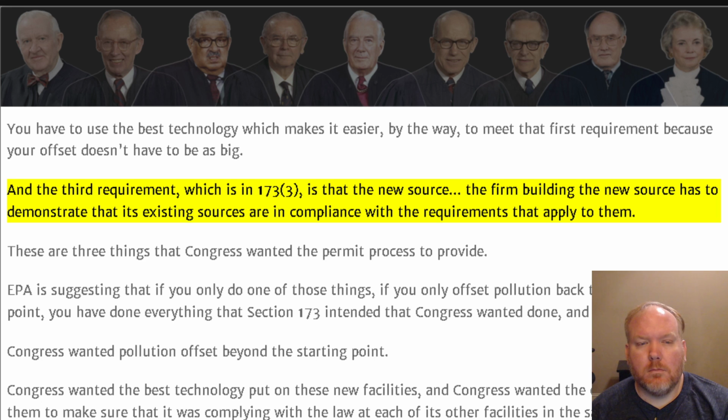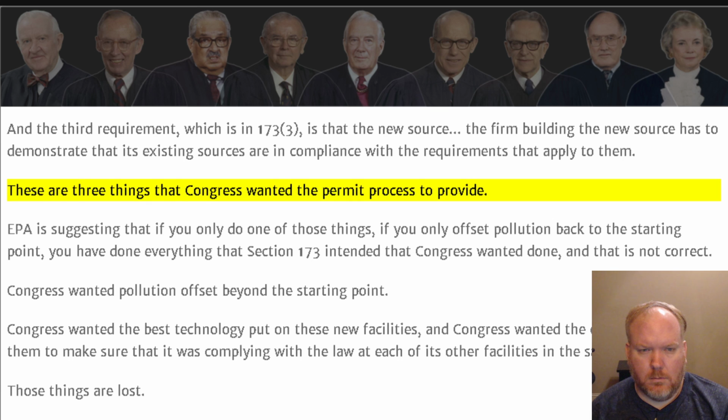And the third requirement, which is in 173.3, is that the new source, the firm building the new source, has to demonstrate that its existing sources are in compliance with the requirements that apply to them. These are three things that Congress wanted the permit process to provide.